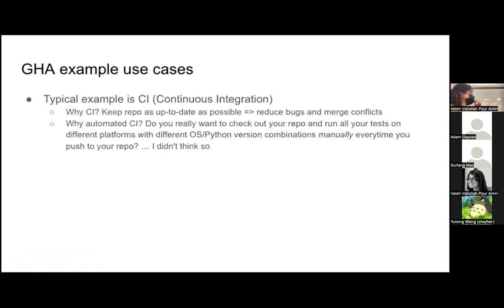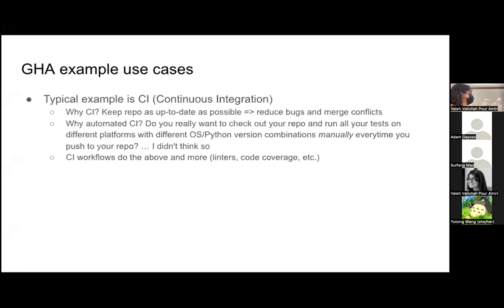And why do you want to automate continuous integration? Well, in general, you want to automate as many things as possible so you don't end up with the problem that Charlie Chaplin was having on that first slide. But more concretely, do you actually want to go out and check out your repository and run all of your tests on different platforms with different OS versions and different Python versions manually every single time you push your repository? I don't think so. And even if you do, you should not do that, because you'll probably make a mistake.